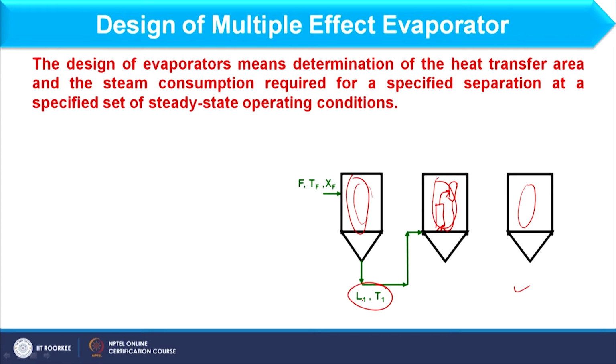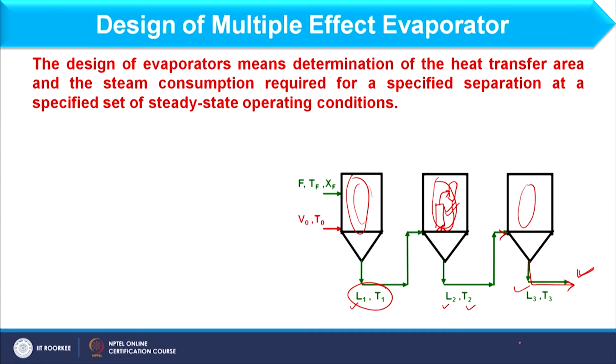So, L1 is the flow rate and T1 is the temperature. Further, the liquid exiting from the second effect is more concentrated in comparison to L1, and we name it L2 at temperature T2, and finally it is entering into the third effect. And the liquid exiting from the third effect is at the highest concentration in comparison to L1 and L2. In this way, the movement of the feed is taking place inside the effects.